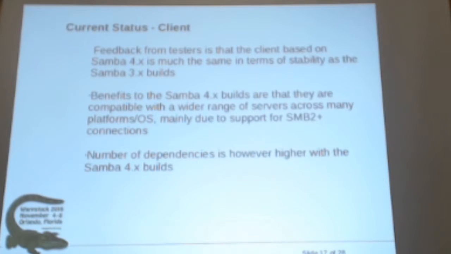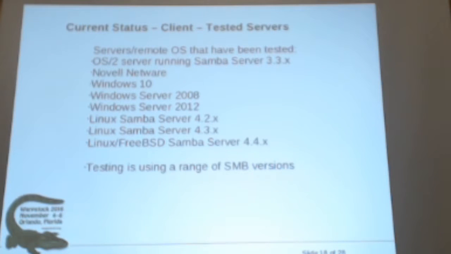In terms of the current client, feedback from testers is that the client based on Samba 4 is pretty much the same in terms of stability as the previous Samba 3 builds. The benefit of the Samba 4 builds is that they're compatible with a wider range of servers across many platforms and operating systems, and a lot of that is due to the support for SMB2 and higher connections. Just an aside though, there is a high number of dependencies with the Samba 4 builds. With the Samba 3 build, it was pretty much a libc runtime and the NetDrive plugin that was all that was required. I think on the next slide, Neil, I've got a list of the current dependencies.